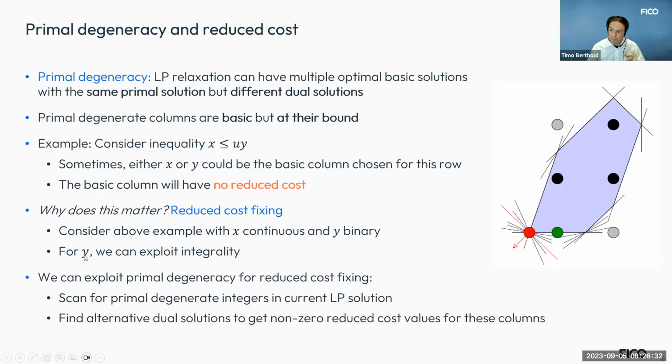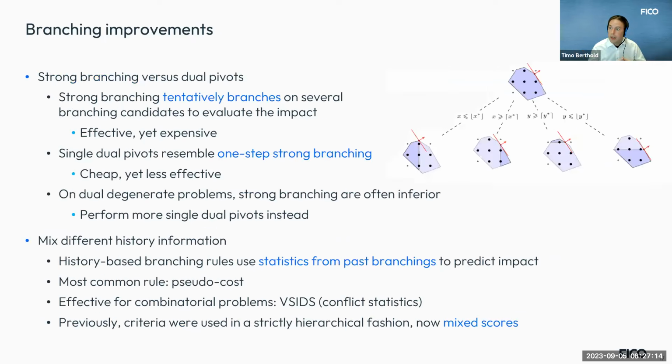So if we have our variable y in the non-basis, then we can do reduced cost fixing and exploit the inequality on y. If it's x instead, we cannot do this. So we would prefer a particular one of these two variables to be basic and the other one non-basic. And this can then be exploited by scanning for such primal degenerate integers in our current LP relaxation, and then find an alternative dual solution to get non-zero reduced costs for the integer variables and potentially fix some of them via reduced cost fixing. There are some improvements that we made in branching.